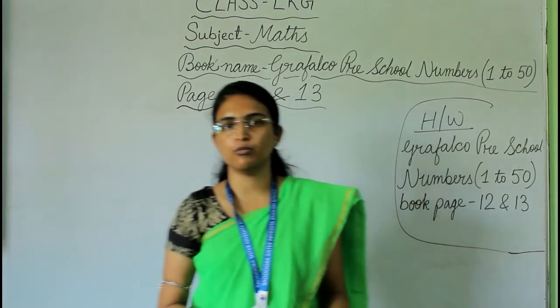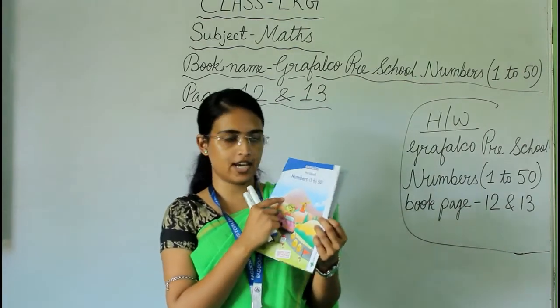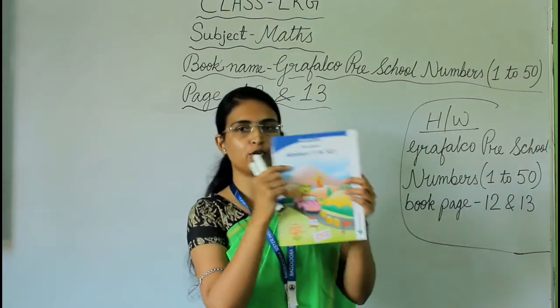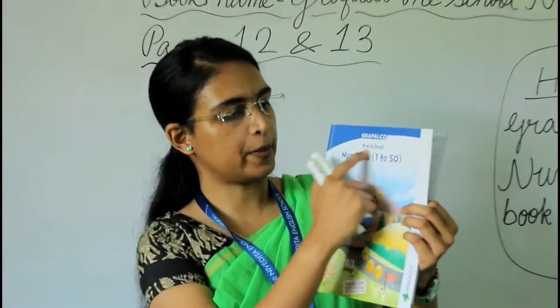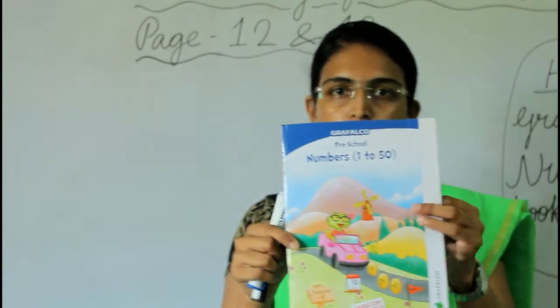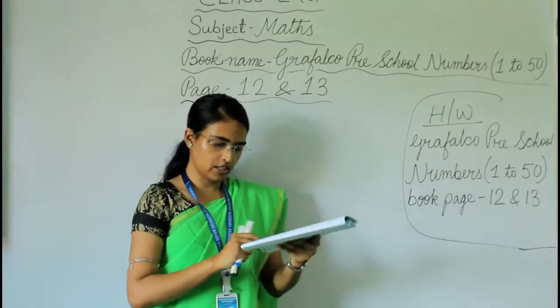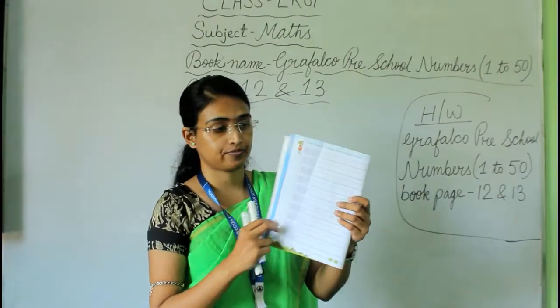Okay, now we will do another book. This is also a maths book. So which book is this? Graphalgo Preschool numbers 1 to 50. Okay. Take out this book and take out your pencil. Come to page number 12. This one.